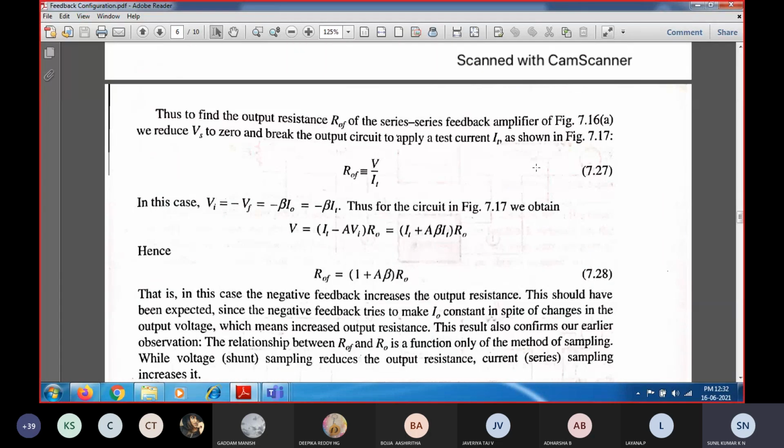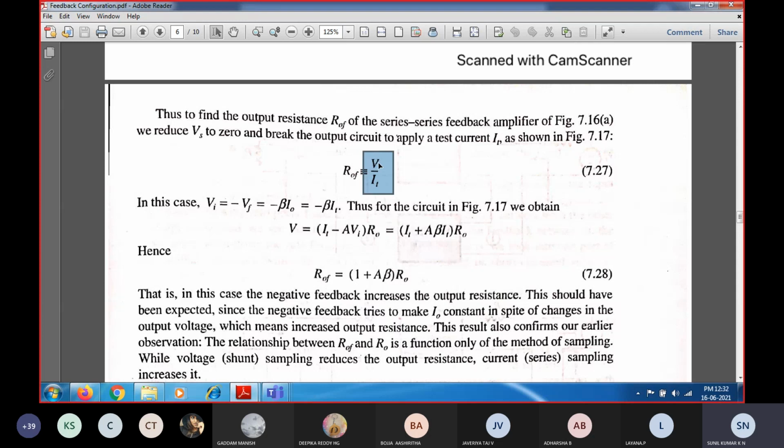The same thing we are going to do here also. In this series feedback configuration, we have to set the signal voltage source to 0, break the output circuit and apply the test current. So that is IT, at the output side I am going to employ a test current. Now what is the output resistance with feedback? Output resistance with feedback Rof is equal to V by I, so V divided by IT. IT is the test current source which I have connected, and I need to find out what the voltage is.